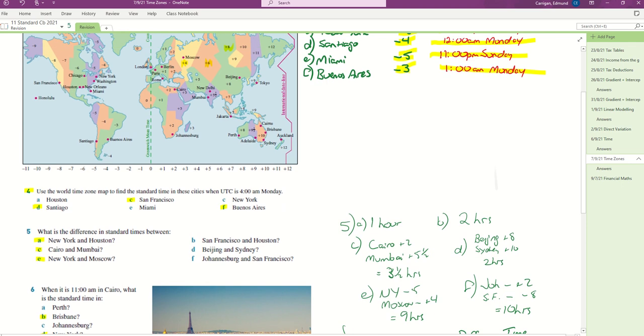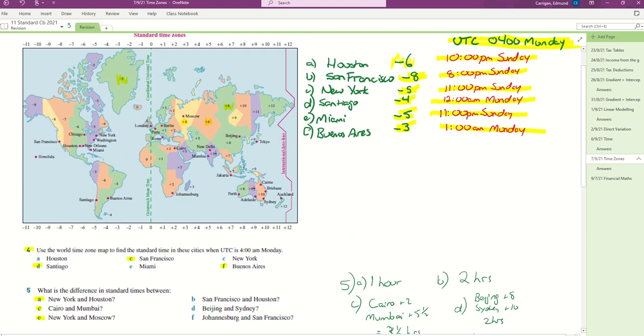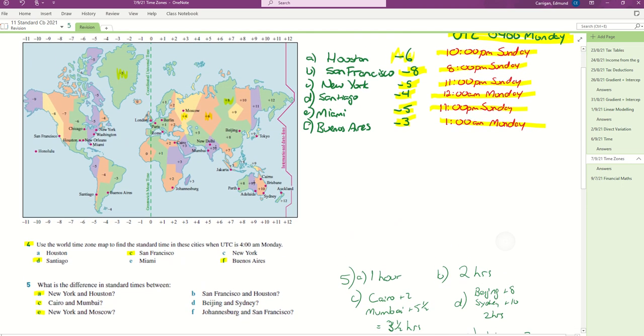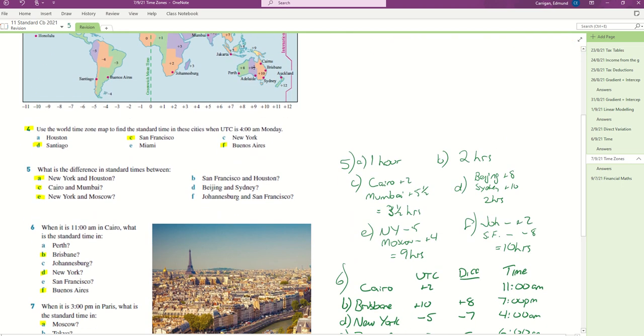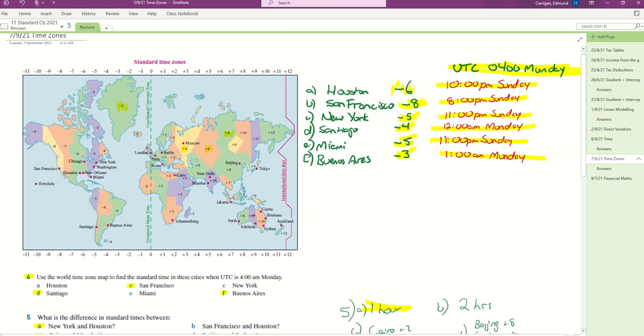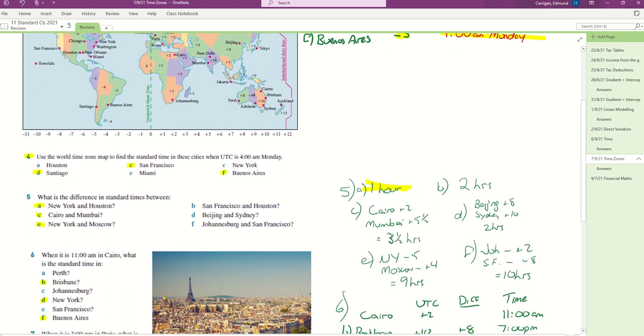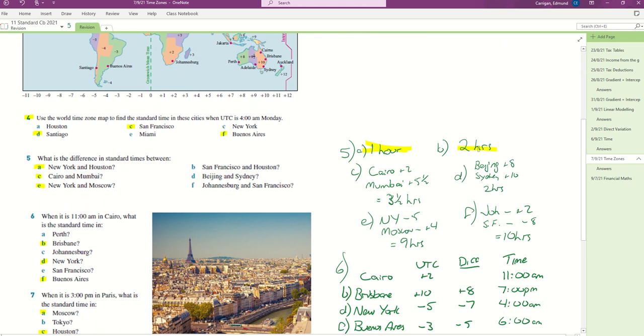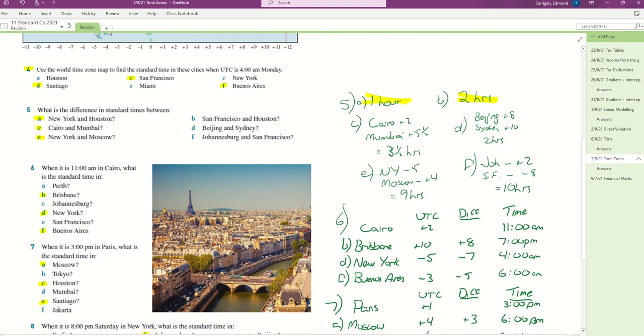So New York I already have written up here. We have -5 for New York and -6 for Houston. So the difference is only 1 hour. Similarly, San Francisco and Houston, I have -8 for San Francisco and -6 for Houston. The difference between 8 and 6 is 2 hours. Now the rest of them I had to go and find. Cairo I found was +2, Mumbai was +5.5. My difference between those is 3.5 hours.